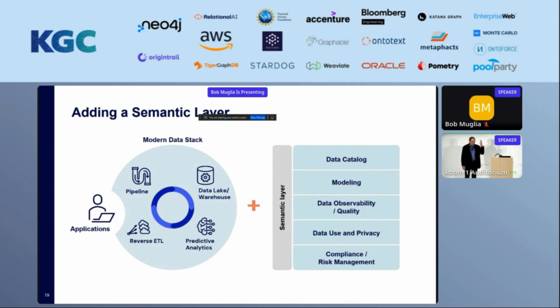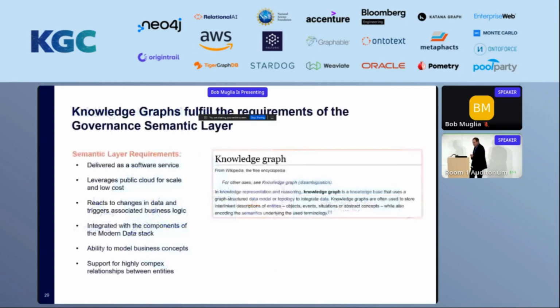You have the modern data stack, you have a semantic layer, and then you build, in this case, governance applications on top of that. But what the heck is a semantic layer? I don't know. Well, I argue that the knowledge graph fulfills the requirements of the governance semantic layer. I listed the requirements, there they are, and I look at the Wikipedia definition of a knowledge graph, and here's what it says.